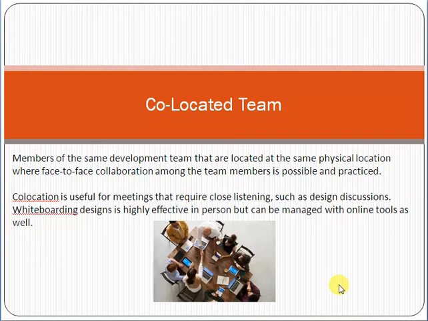Remember friend, a co-located team means that resources are sitting at one single location, where they can easily talk to each other, easily communicate with each other, and if anything needs to be discussed on a whiteboard, they can easily discuss it with each other. So physical face-to-face collaboration among team members is very much possible and practiced in this type of co-location.